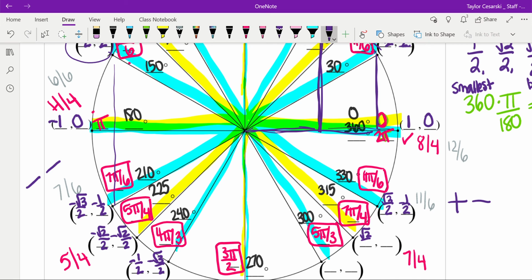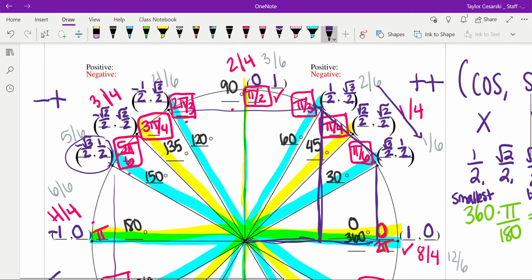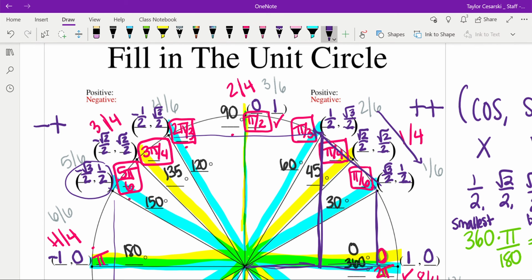Square root of 2 over 2 and negative square root of 2 over 2. My x value is positive because I'm going to the right, but my y value is negative because I'm going down. And then 1/2, negative square root of 3 over 2. All right, so finally let's fill in these positive and negative signs.